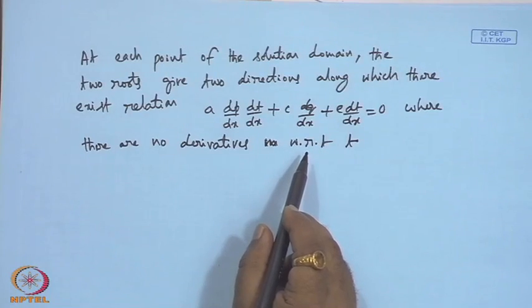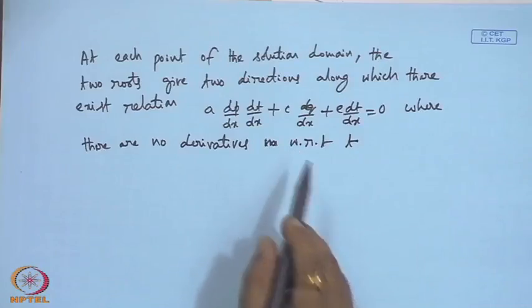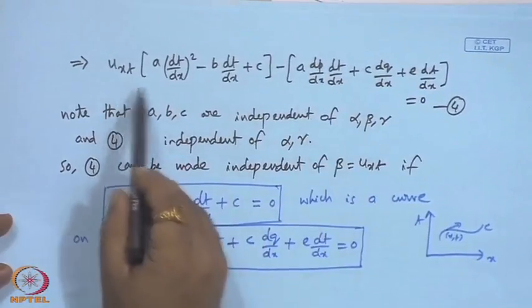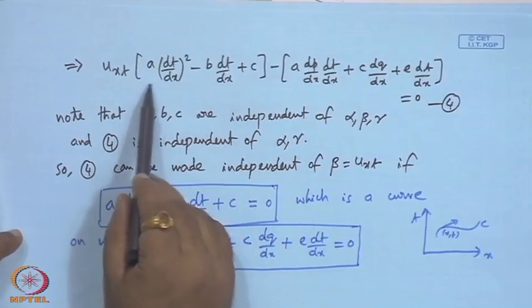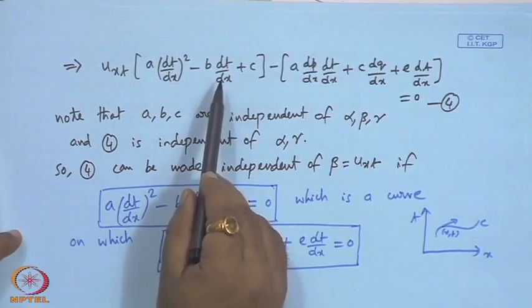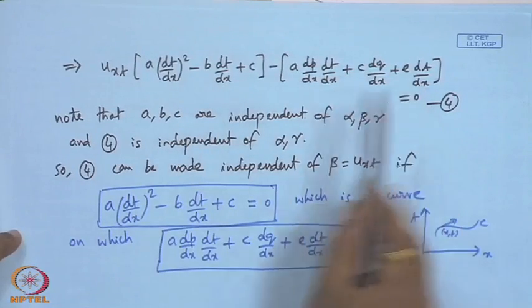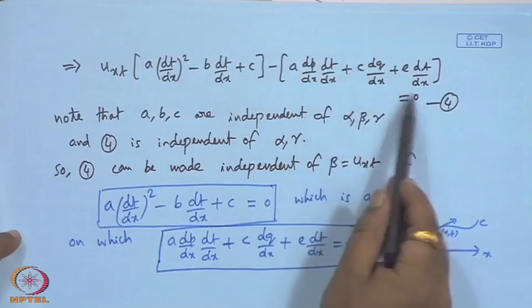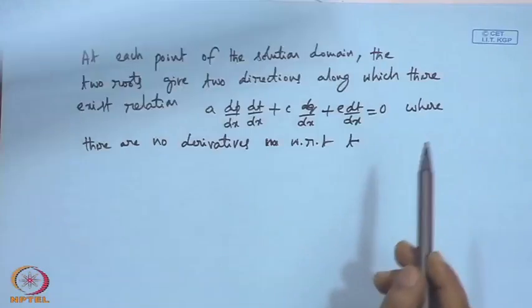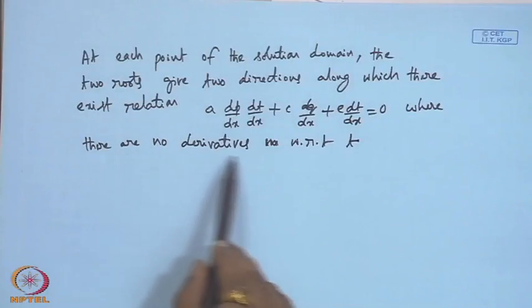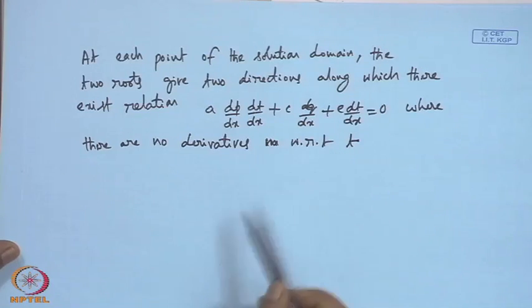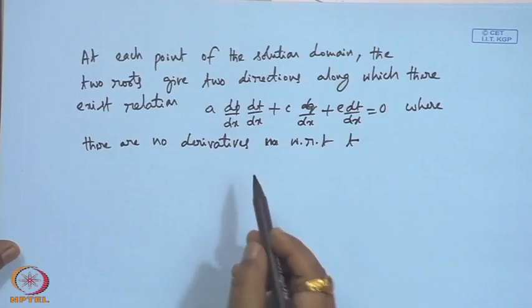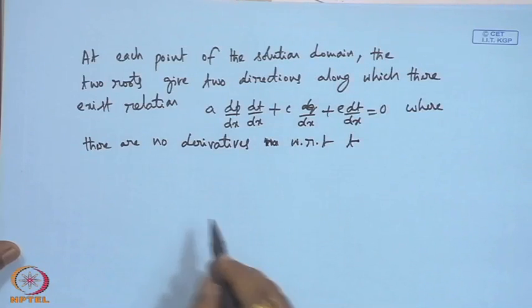Because we forced, from here, this becomes independent of t if this is 0. So, hence this is 0. So, this equation being satisfied means there are no derivatives with respect to t. Okay. So, now we have to talk about these two roots, right.